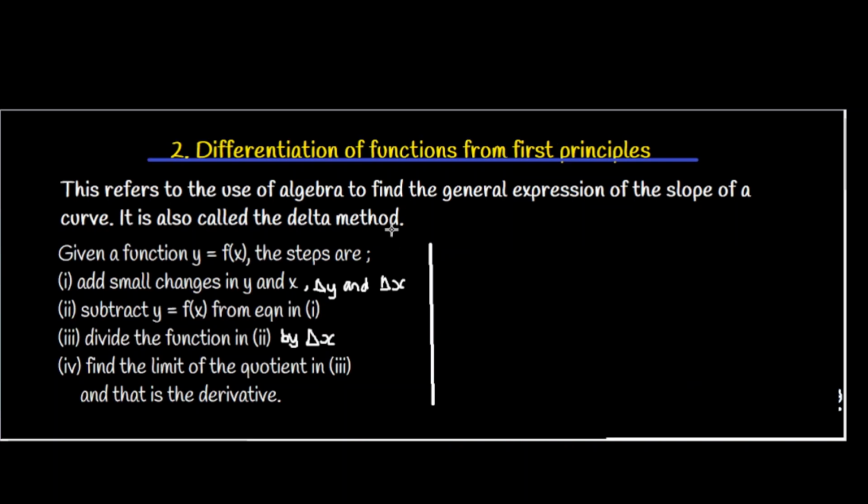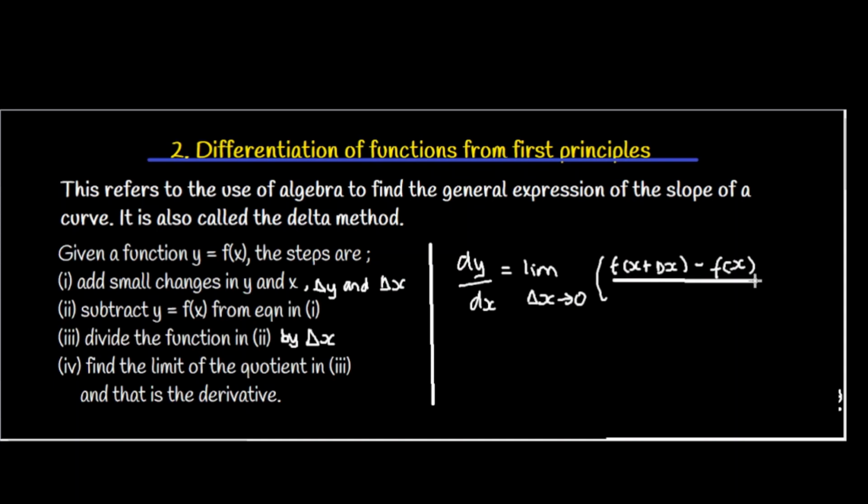Let me make it clear here. We have our last expression after following all of those steps: dy/dx equal to the limit as change in x approaches 0 of the expression we had, f of x plus change in x minus f of x, the whole thing divided by change in x, as change in x tends to 0. This is what we call differentiating from first principles.